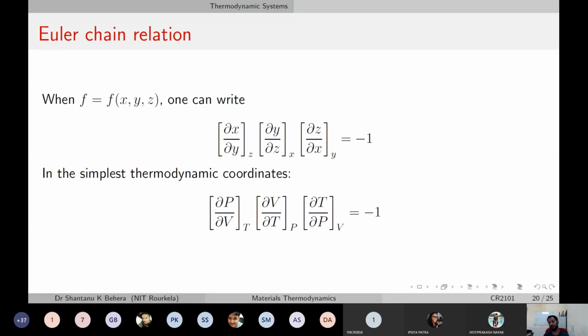And we want to put all those things in the P, V, T space. You simply write like this: del P by del V at constant temperature, multiplied by del V by del T at constant pressure, multiplied by del T by del P at constant volume, would give you -1. That we'll see how it's sort of changed and applied in subsequent classes.